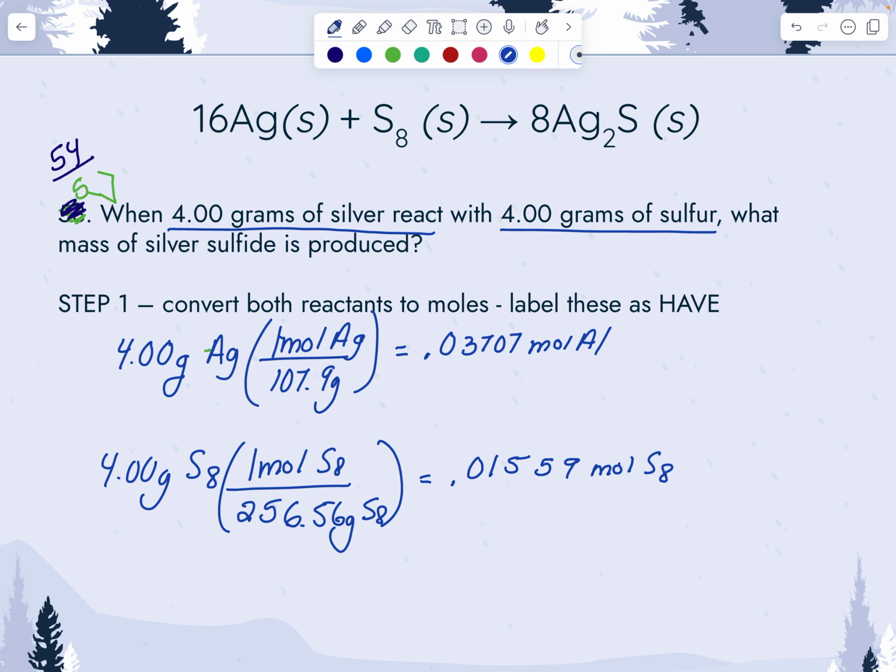moles of S8. And you may ask, this 4.00 grams has 3 significant figures, so why am I writing these? Remember, we only really worry about significant figures at the very end. So I'm not rounding, and where I can, I'm using the whole numbers in my calculator. So remember what these are. This is how much of these reactants I have. So this is reactant 1 that I have, and this is reactant 2 that I have.